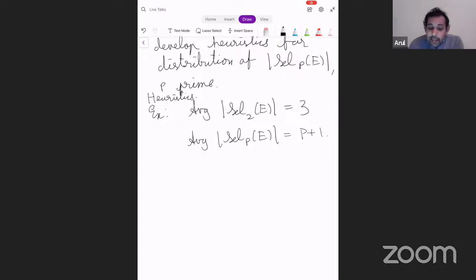But because they get the whole distribution in the heuristics, they can predict not only what the average sizes should be, but what the higher moments should be. So here's another example of one of the predictions. They predict that the average second moment of the 2-Selmer group, so I'll write this as the average of #E the whole squared, the average size of the square of the size of the 2-Selmer group, should be 15.